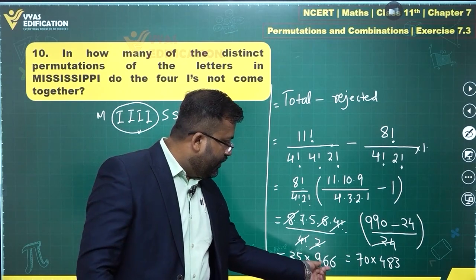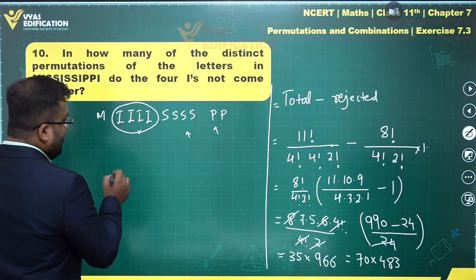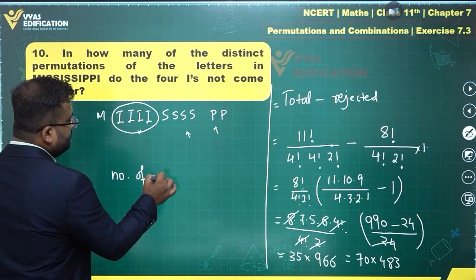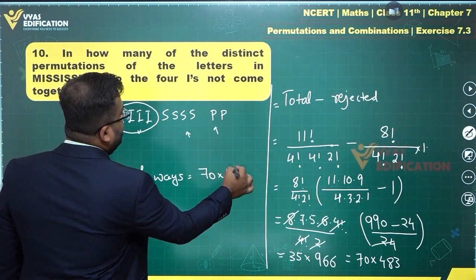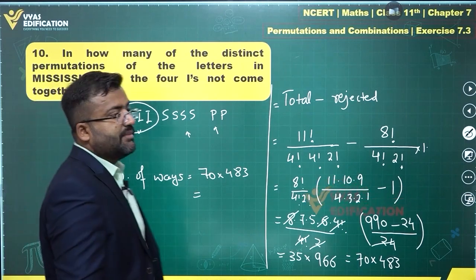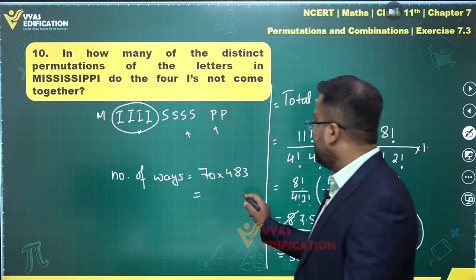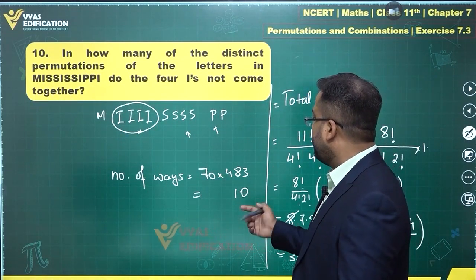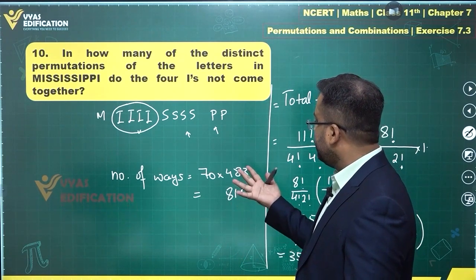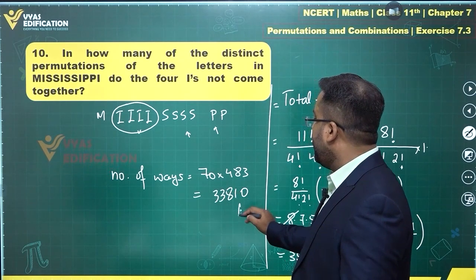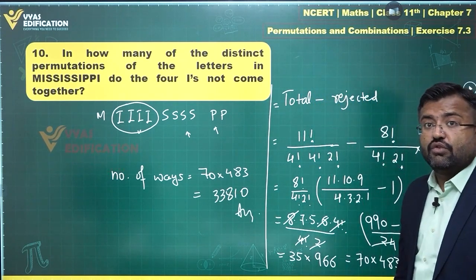Let's check that number, 483, yes. So the final number of ways will be equal to 70 times 483. Let's multiply them together. That's pretty simple. There will be a 0 at the end. 7 times 3 is 21, 1, 2 carries, 7 times 8 is 56, 58, 5 gets carried, 7 times 4 is 28, 33. 33810 is my answer for this question.